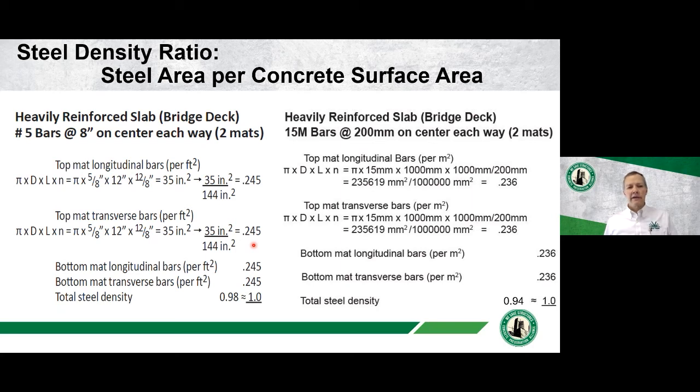You're going to calculate that, and because I've made a very simple example here with the same size bars at the same spacing going in both directions, that number is the same. Then you're going to look at the bottom mat, and again, because it's the same numbers, it's the same, and you're going to add these 4 up to get the total amount of steel. It's going to come out to 0.98, and you're going to round it off. You can use 0.98 if you want, but for all practical purposes, that's going to be around 1.